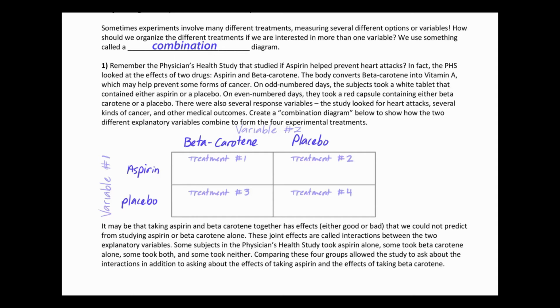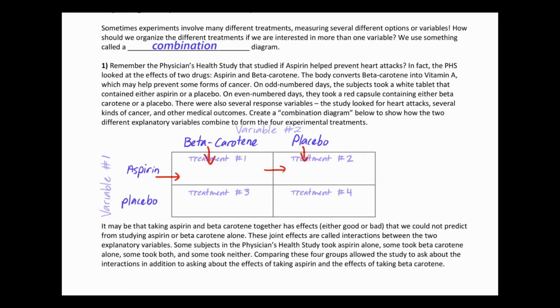We're going to have 4 treatments in this situation because of the different combinations of the two that we might potentially be giving out. And so how do they combine? Well, aspirin, beta-carotene actually go into treatment number 1. Aspirin continues over to this box, and the placebo is what they're getting on those alternating days. Aspirin one day, placebo the next.